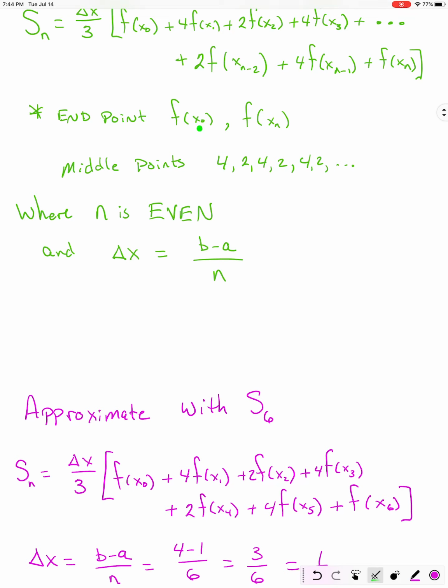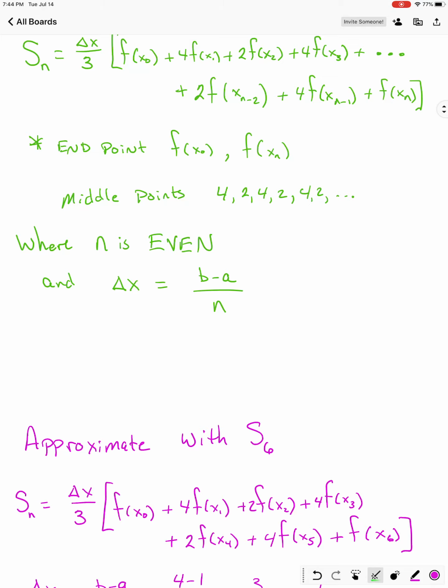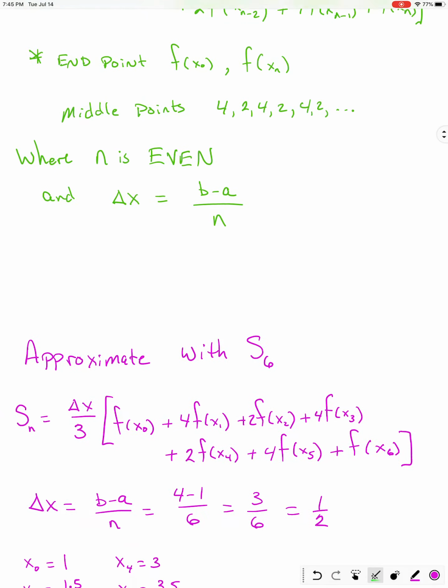So once again, our endpoints are put into the function, and then the middle points are multiplied by 4, 2, 4, 2, 4, 2 after we apply them into the function, where n is restricted to be even. So Simpson's rule has to have an even number of subintervals, and delta x is b minus a divided by n.